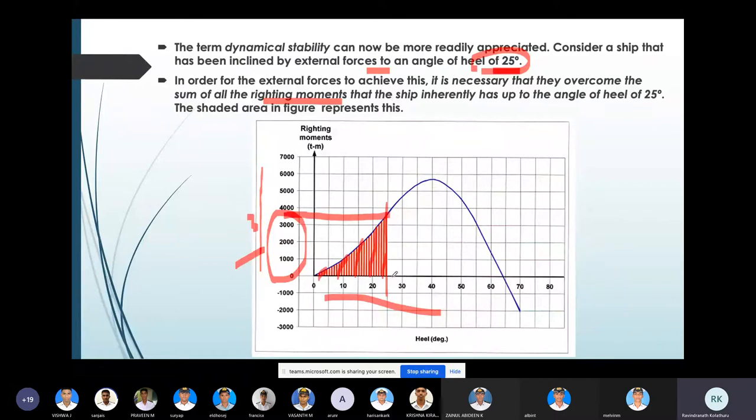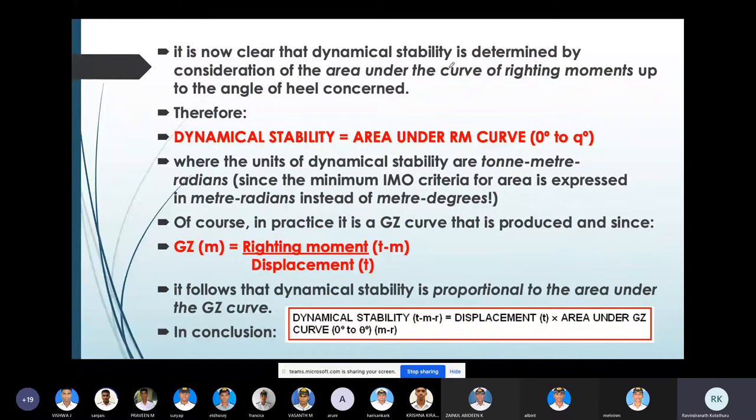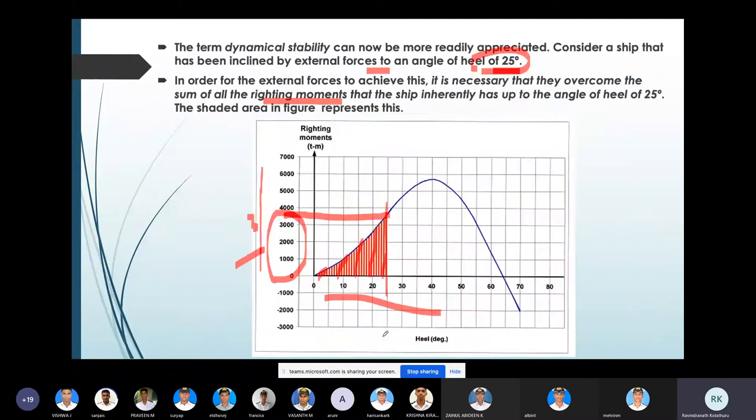Okay. Understood this graph? Yes, sir. Okay. So now it is clear that dynamical stability is determined by the consideration of the area. It is the area under the righting moment curve from 0 to Q degrees or whatever is mentioned. Unit is ton meter radians. We know the formula for GZ is righting moment by displacement. So with that, our dynamical stability in ton meter radians will be displacement into area under the GZ curve, 0 to 30 degrees. Area under the GZ curve is this area.